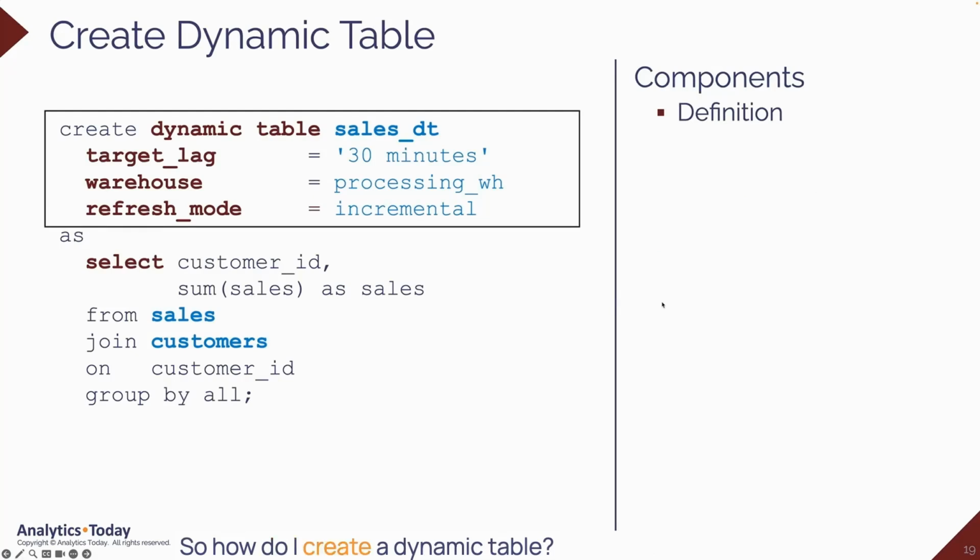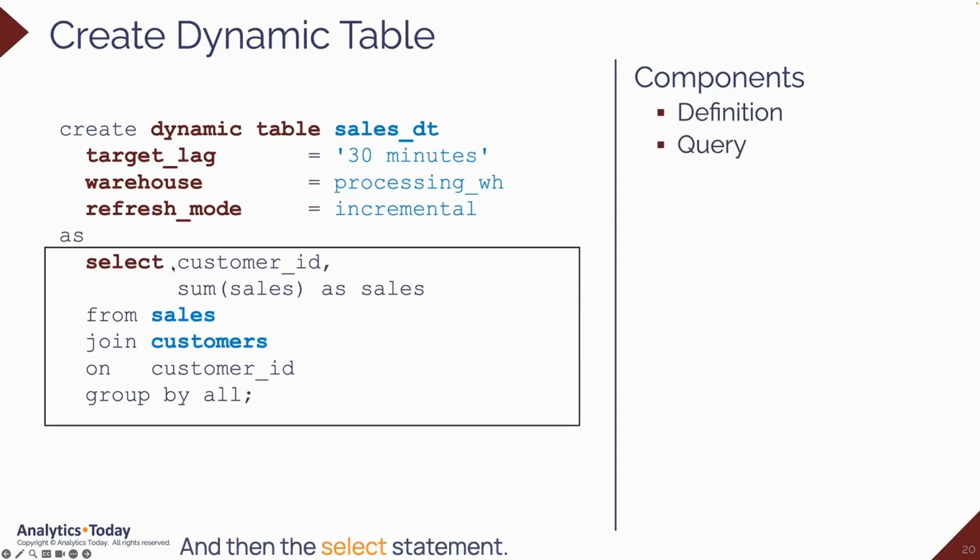So how do I create a dynamic table? Well, it's really quite simple. You do CREATE DYNAMIC TABLE, give it a name, and then there are three main parameters you need: a target lag, which says when it needs to be refreshed, what warehouse to run on, and the refresh mode. In this case, we've used incremental. And then the select statement. So this is the query that defines what columns are going to be in here, what data types, and also what data. And this can be almost any select statement at all, including joins and group bys.